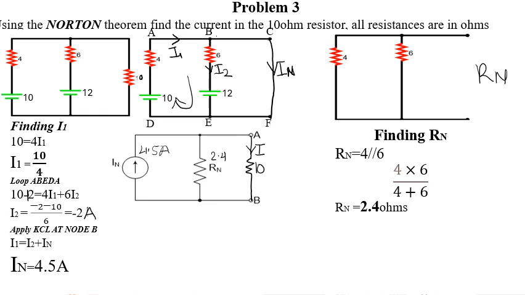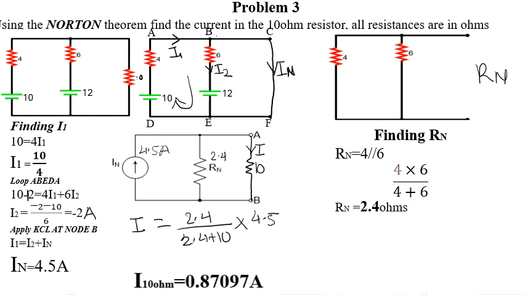Then we realize that we have to use current division here to calculate our I. So it equals 2.4 over 2.4 plus 10, multiplied by 4.5 amps. Then we get our final answer as 0.8709 amps. So this is how we use Norton's theorem to solve complex problems. Complex problems now become very simple problems that you can simply solve.